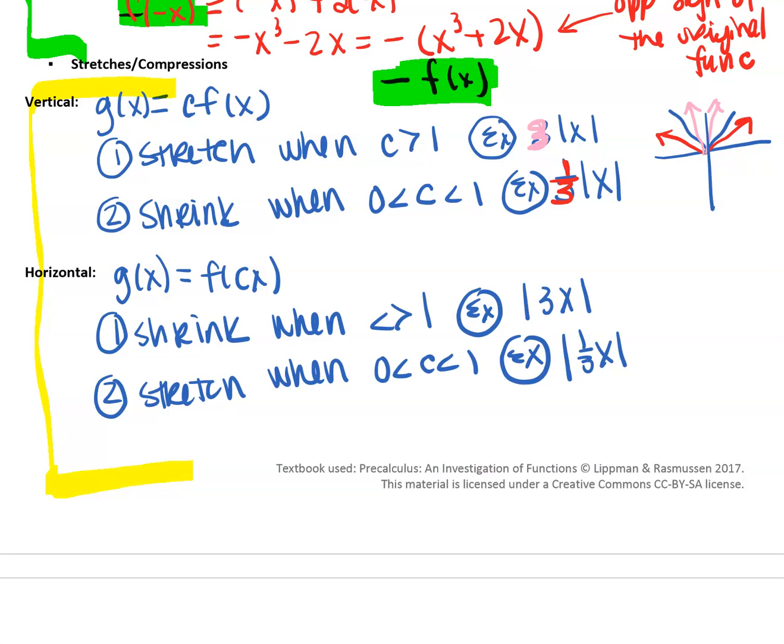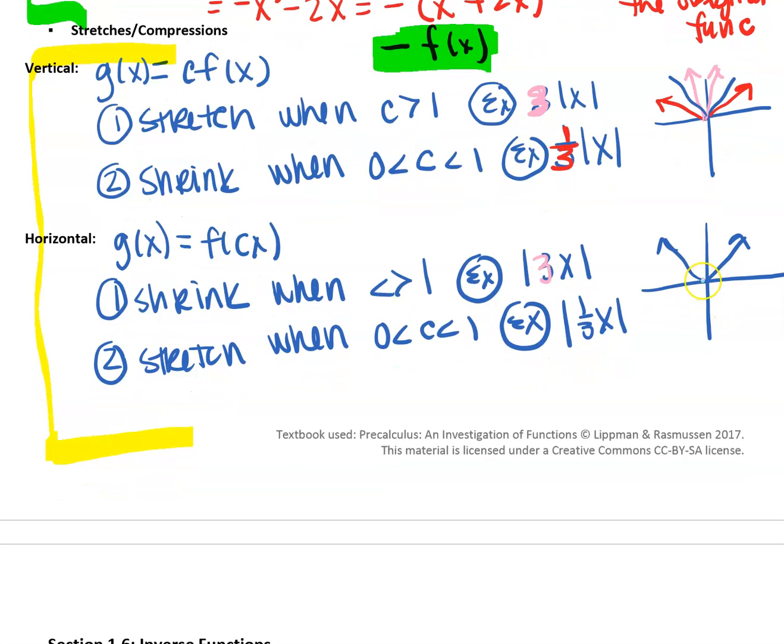And so graphically, let's go ahead and draw that out, sketch it over here to the side. So here's the absolute value graph. And if I put this 3 right here on the inside, this is a horizontal shrink. And then here's your 1/3. And so you can see the graphs are similar, but we're switching that wording of stretch and shrink.